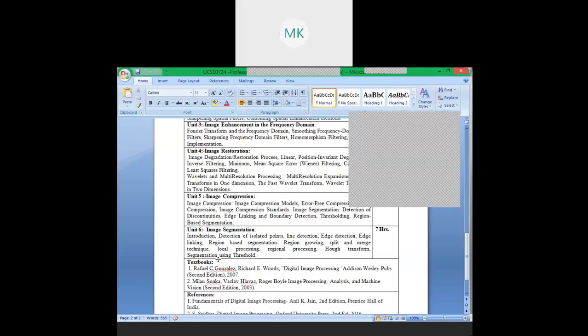We are going to refer to the textbook by Rafael C. Gonzalez and Richard E. Woods, Digital Image Processing, Addison Wesley Publications, second edition. It is available online also. Then second, Milan Sonka, Image Processing, Analysis and Machine Vision. These are the textbooks I have to refer.